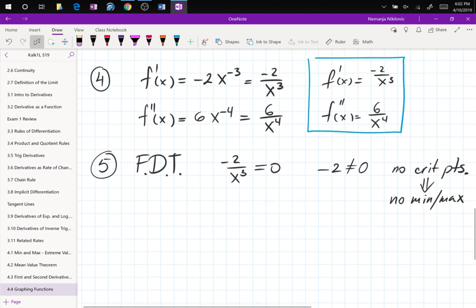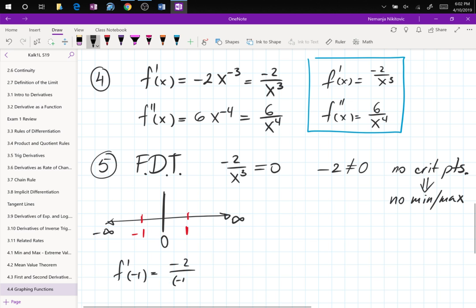But then you know that for the first derivative test you are supposed to partition, right? And we have a vertical asymptote, so we will partition at the vertical asymptote 0. And as we did last class, we will choose 2 test points, negative 1 and 1, let's say, to be lazy. And then we'll find our first derivative at negative 1. The first derivative is given as negative 2 divided by negative 1 cubed, which is 2, which is larger than 0.